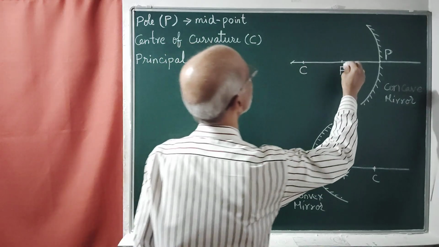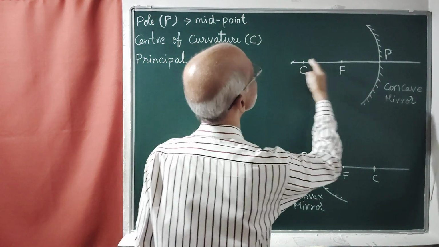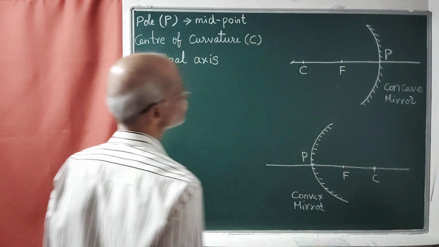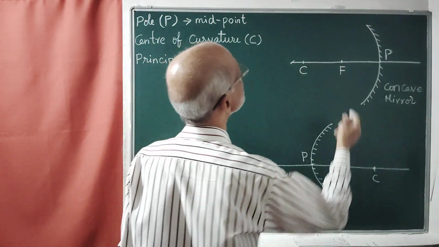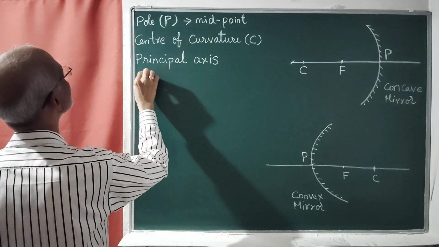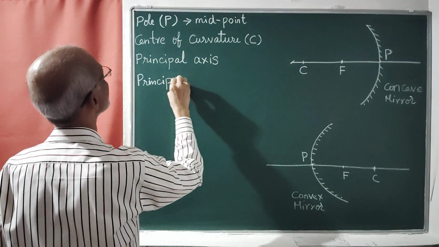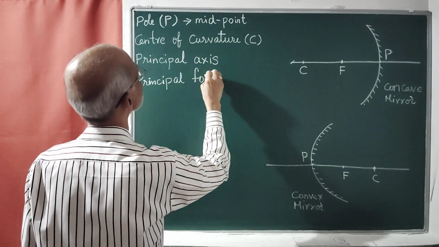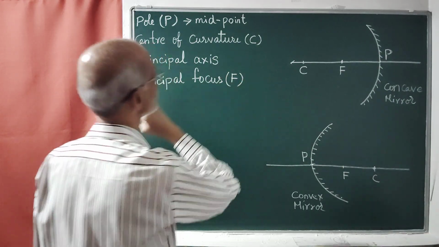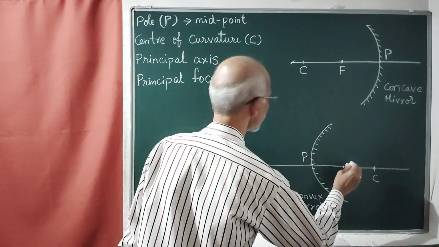Next, this point F. It is the midpoint of CP, from P to C. So this F is called the principal focus. That is F. F is behind the mirror in the case of a convex mirror.